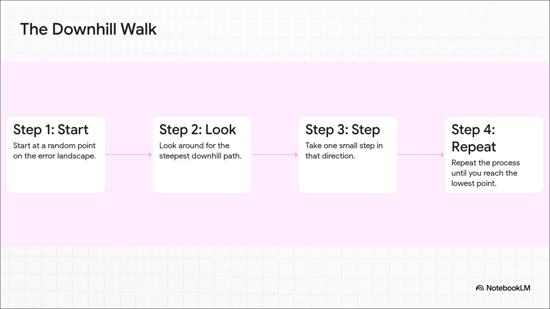Look around, find the steepest way down, take a step. Look, step, look, step. It just keeps repeating this simple little process until it can't go any lower, until it's standing at the very bottom of the valley. That's it. That's the point of the lowest error.